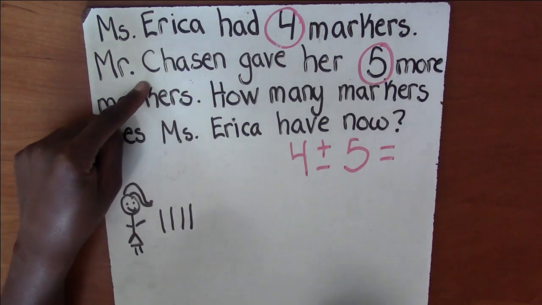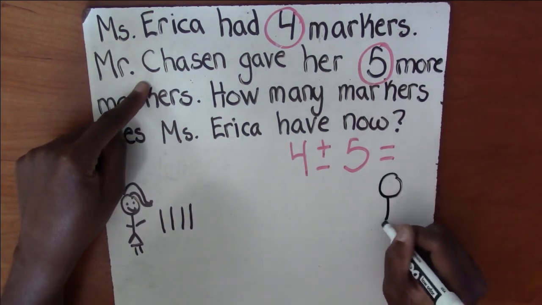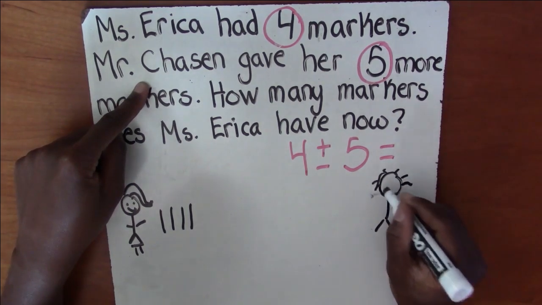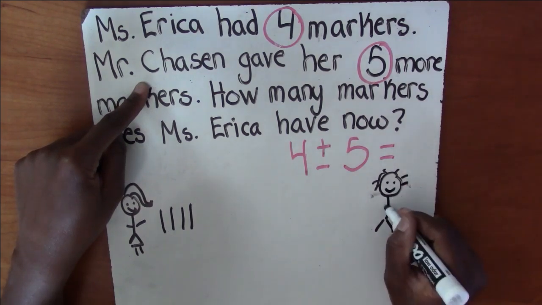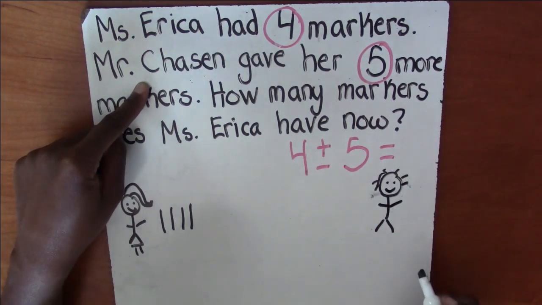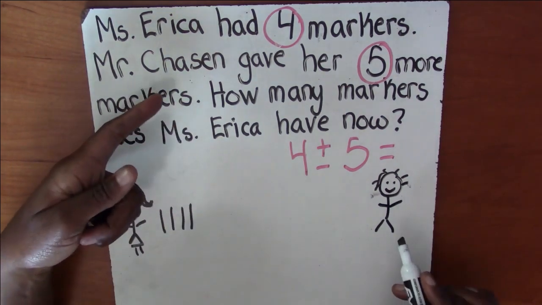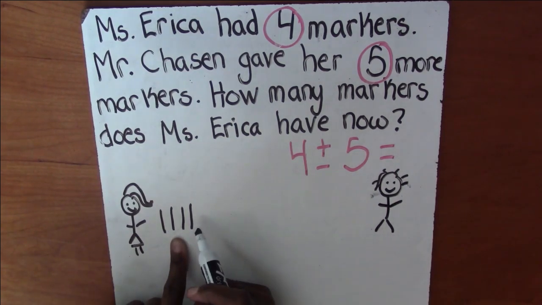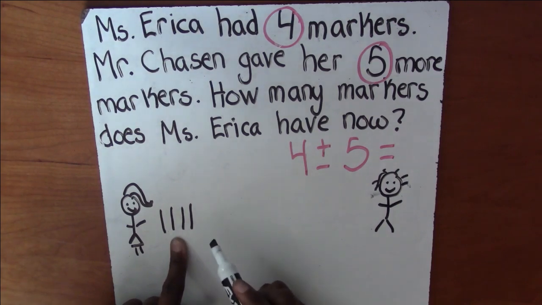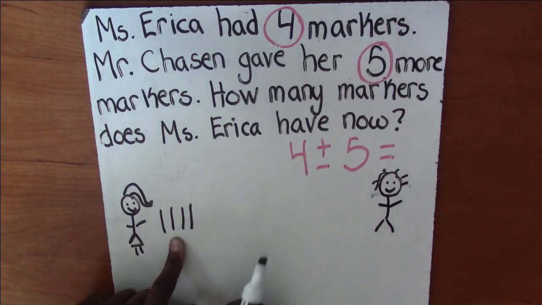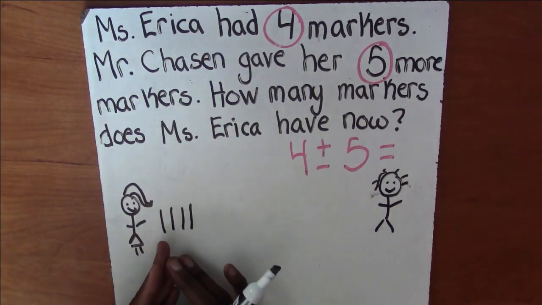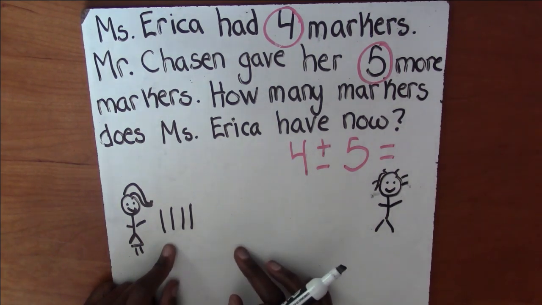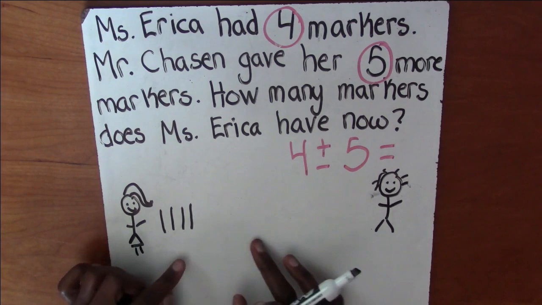So I know that Mr. Chasen is also in this problem. So I'm going to draw a picture of Mr. Chasen. That's a little too long. Okay? And he gave me 5 more markers. So if he gave me markers, I had 4, and then he gave me 5 more. Am I going to have more markers, or am I going to have less markers? If he gives me 5 more markers, is my number going to get larger because I'm going to have more markers, or is it going to get smaller because I have less markers?